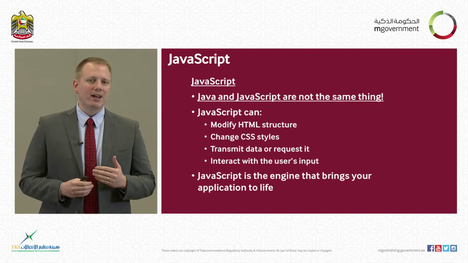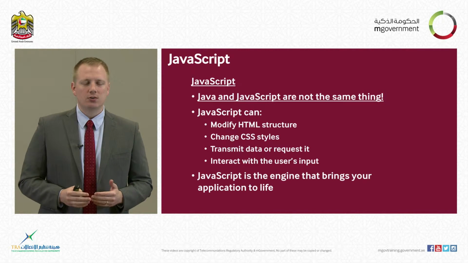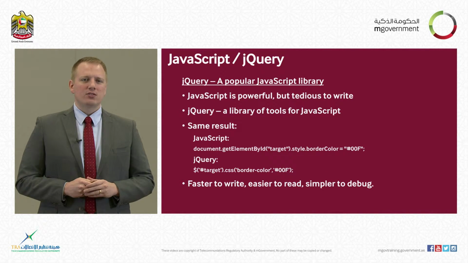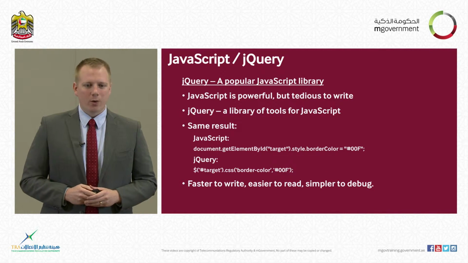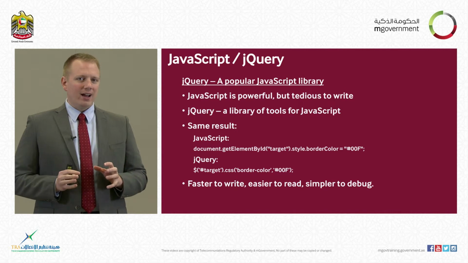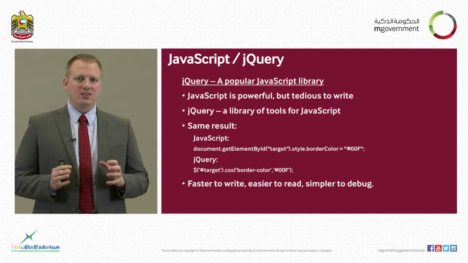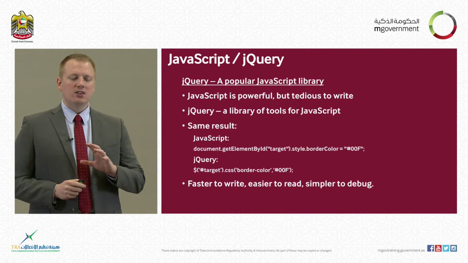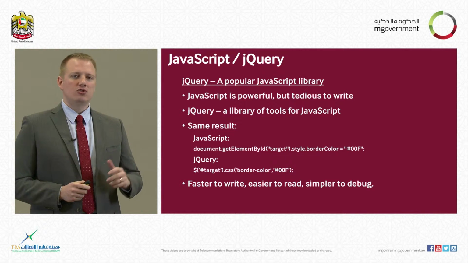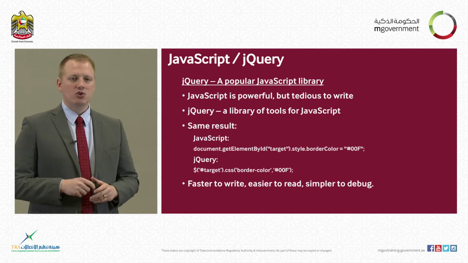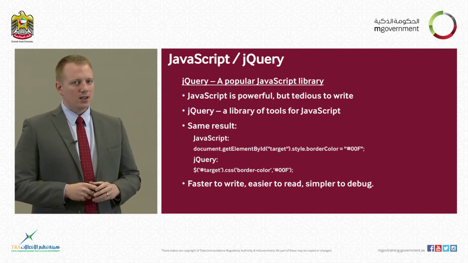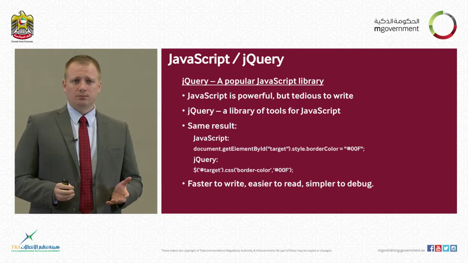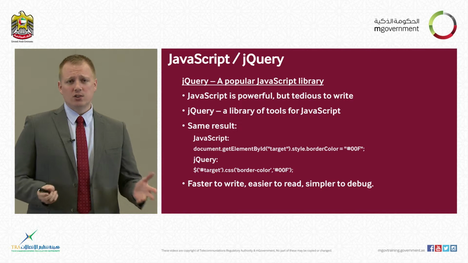Now, JavaScript is a very powerful language. However, it's also very tedious, very meticulous to write. There's so much to it. So enter a JavaScript library called jQuery. Now, jQuery allows us to very simplify JavaScript. If you take a look, here is an example of something in JavaScript. It's going to change a color. And below it is an example of that exact same instruction, but through jQuery. You can see it's less code.